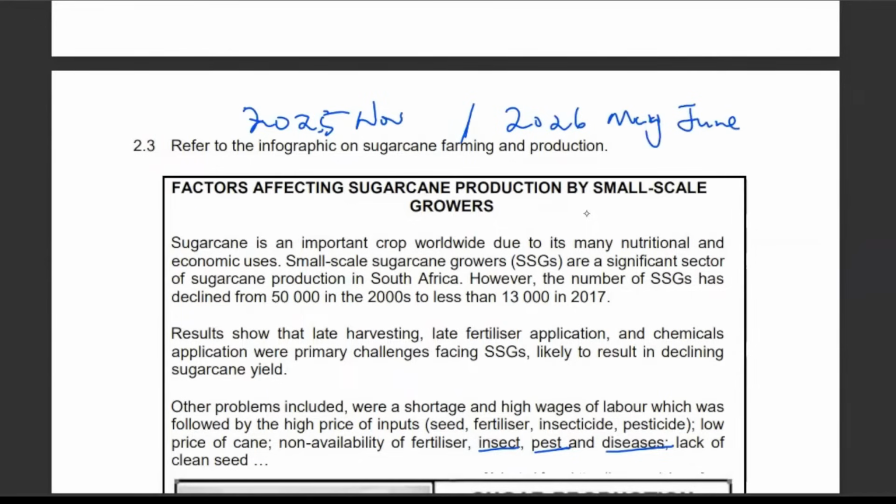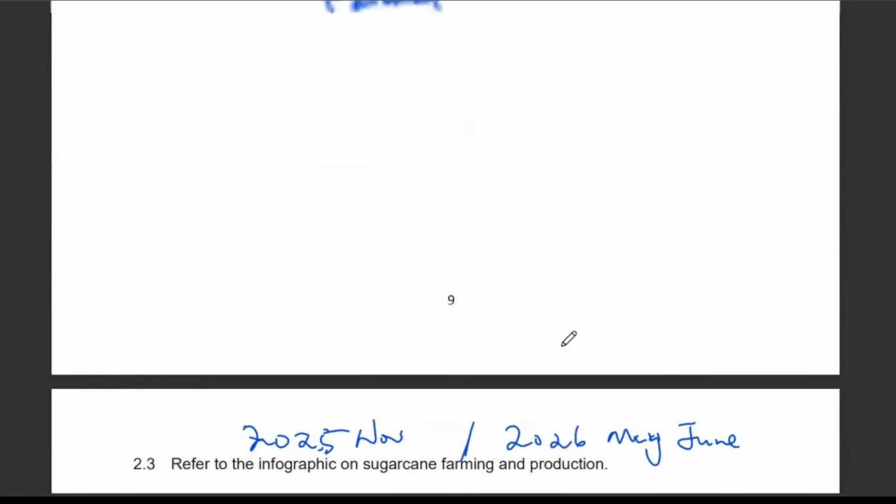So for those who are writing the 2025 November examinations, it means for your June examinations, you will be examined on sugarcane production as a primary product, as your agricultural product. And also for the prelims, you'll be examined on sugarcane as your primary product, and also for your final examinations in November. And the same is going to happen for those who are going to write in May, June 2026. So for that reason, you must know your areas of specialization for your exam session. So for 2025, your farming product is sugarcane.